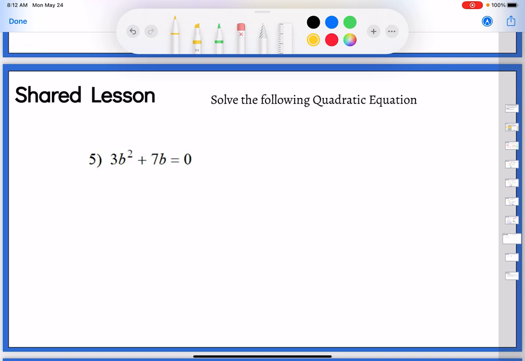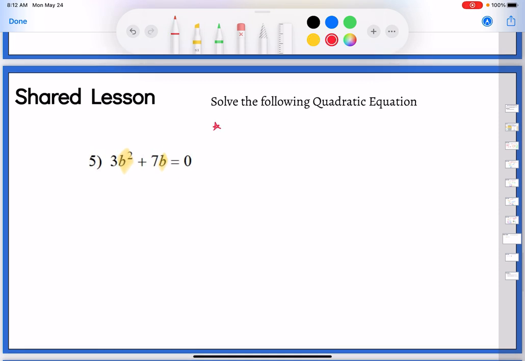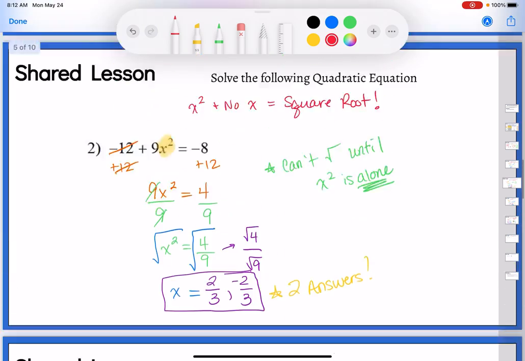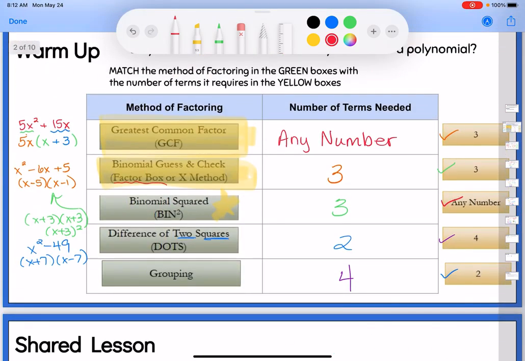All right, so we got 3b squared plus 7b equals 0. So again, notice b squared and b, a b term, no square roots. So we need to factor. Now this time, I only have 2 terms. If I look back at my warm-up here, 2 terms, difference of 2 squares, but I don't think the second one's a perfect square, and I don't think it's a difference. Instead, ooh, GCF.